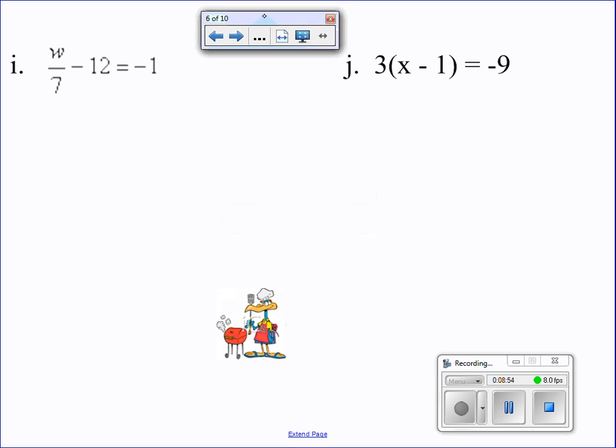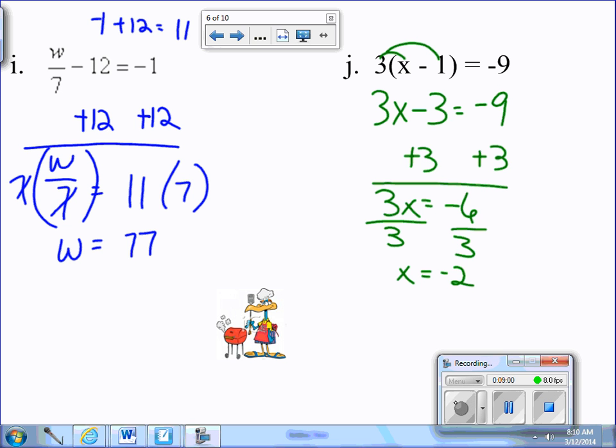Now, this time I am going to pause the video, and come back after I have I and J up there complete. So notice on each of these examples, we move the constant term over, then we either multiply or divide with the coefficient. J, we use the distributive property and use the same 2 steps. Always, always, always go back and check your signs since you're dealing with negatives and positives.